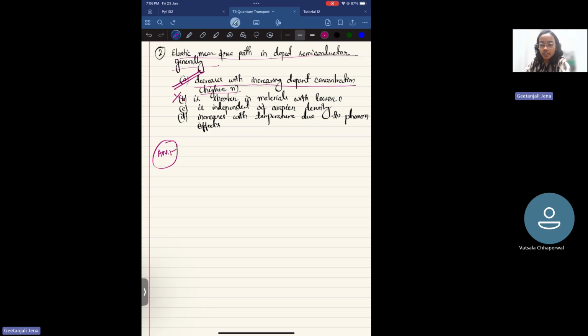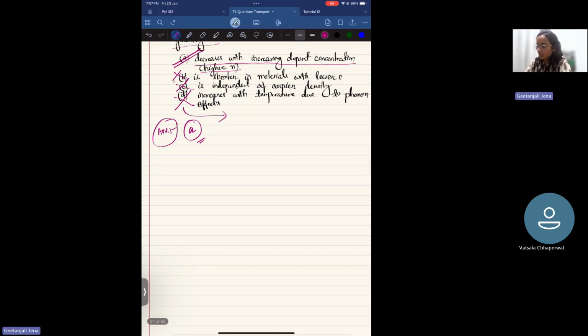The third option is that it is independent of carrier density, which is also not true. It depends on the carrier density. And the fourth option is that it increases with temperature due to the phonon effect. This is not possible, because if there is a phonon effect, there will be energy exchange. Then it's not the elastic mean free path, it's the inelastic mean free path. So that is why the correct answer to this problem is A.